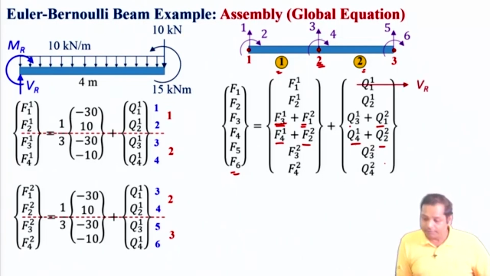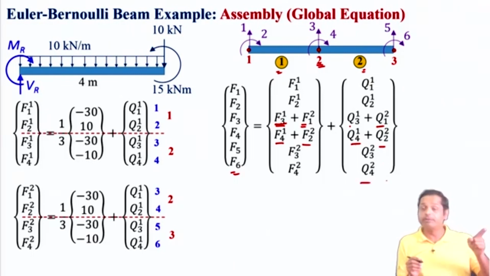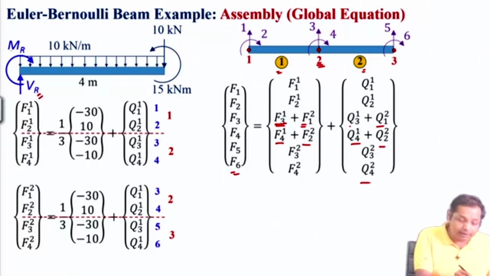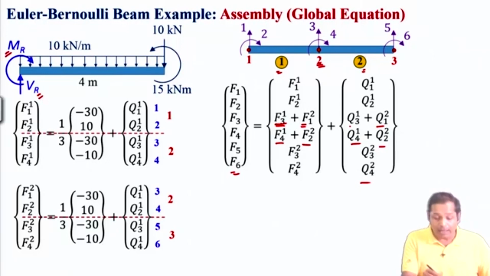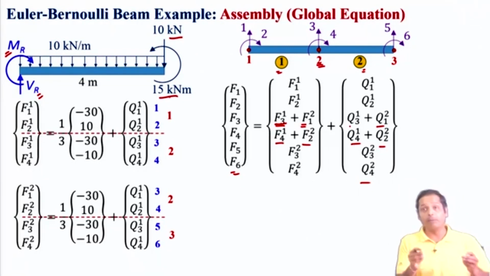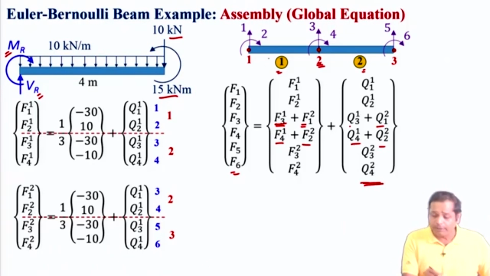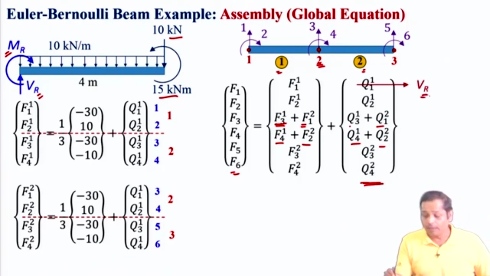Now we have the global load vector, and equilibrium needs to be satisfied. About the forces, we know that there will be a reaction VR and MR here. And at node number 3, we have a concentrated load of 10 kilonewton and a moment of 15 kilonewton. Now let us substitute that information in this vector. Comparing, Q1 will be VR and Q2 will be MR.